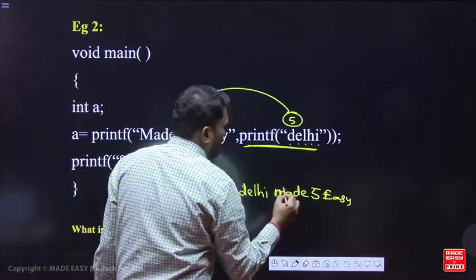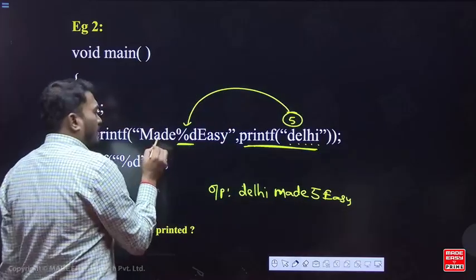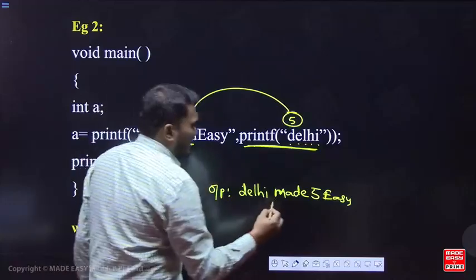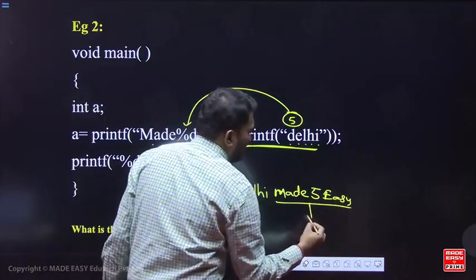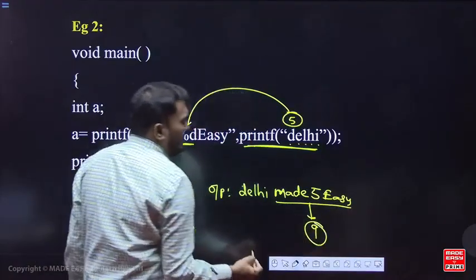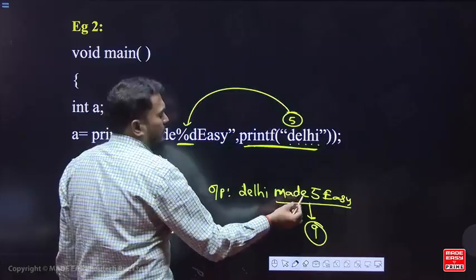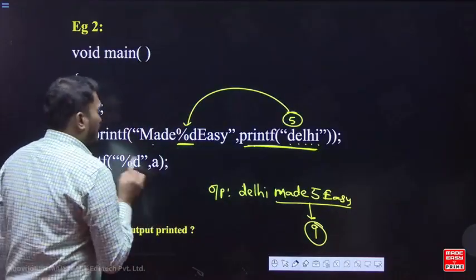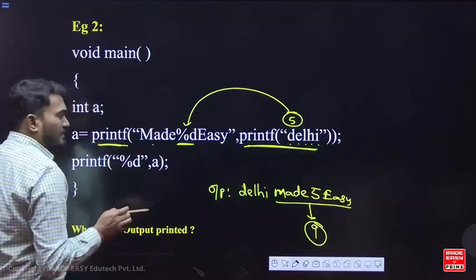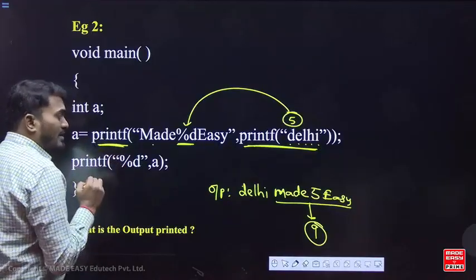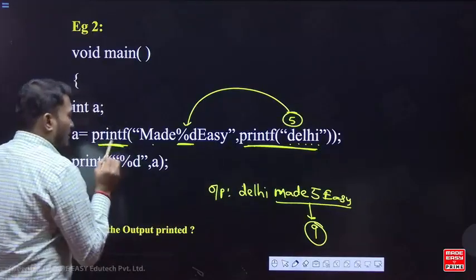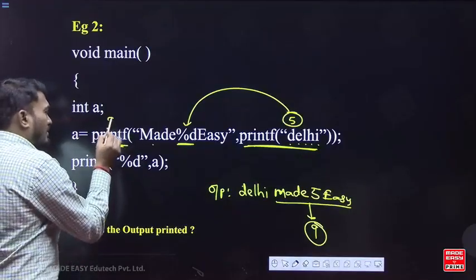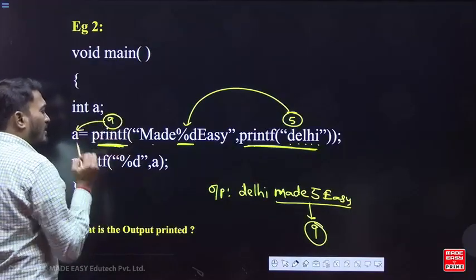Made, then in place of %ld, 5 will print, and next easy. Now tell me how many symbols this has. This has 9 symbols. Look here: 1 2 3 4 5 6 7 8 9. This printf is printing 9 symbols on the screen. Remember, this will return 9, and 9 will be assigned to a.